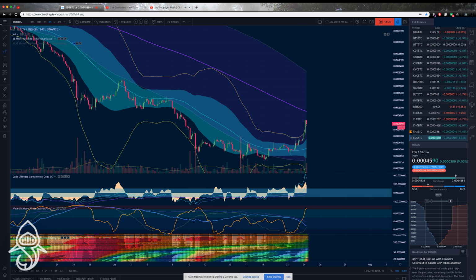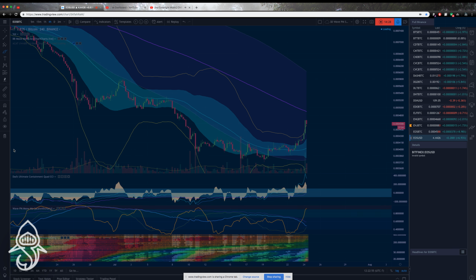Okay, well, I can point out what happened. I had a bullish mean reversion condition with high potential energy and a wave PM cross. Hey, look at that. And it resulted in a 9% move. Let's move on.